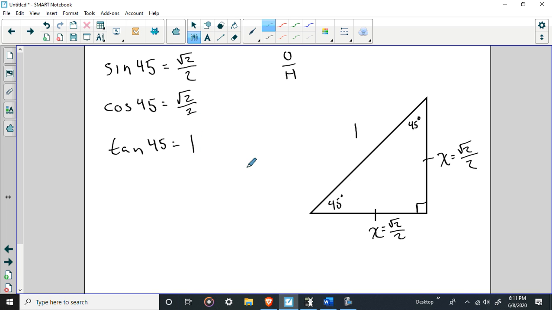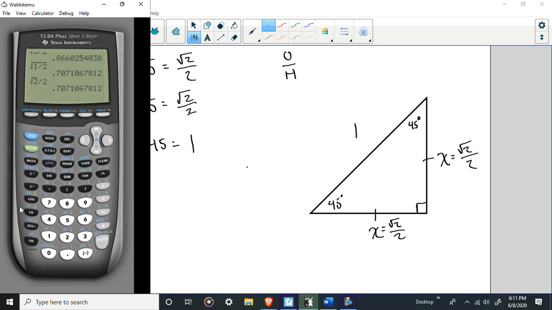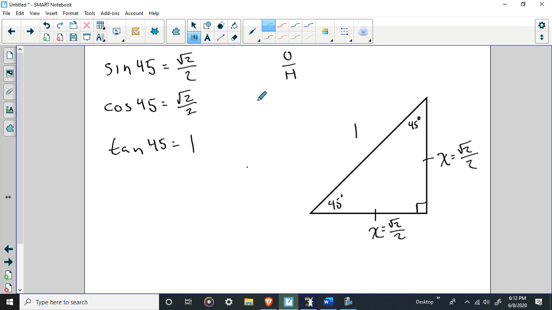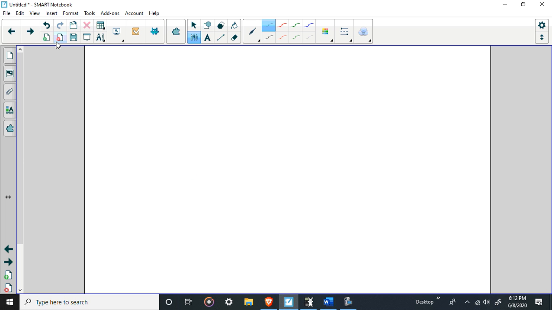Okay, so we know some numbers all of a sudden. And before, if you put sine of 45 in your calculator, you would just get this number, right? Now we know where that number came from. So this is one triangle right here. All right, your other one, the 30, 60, 90.